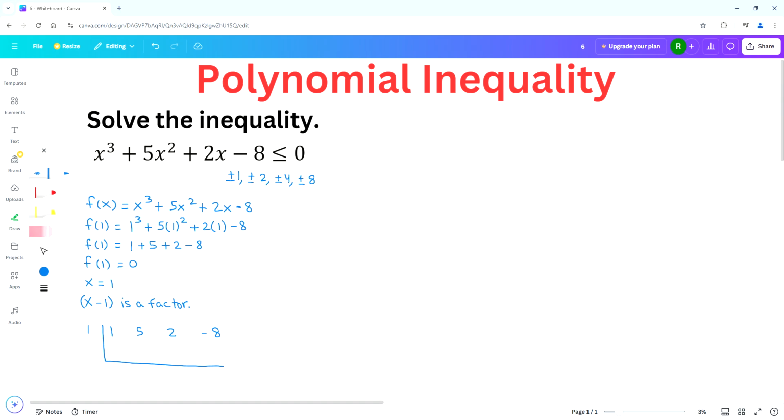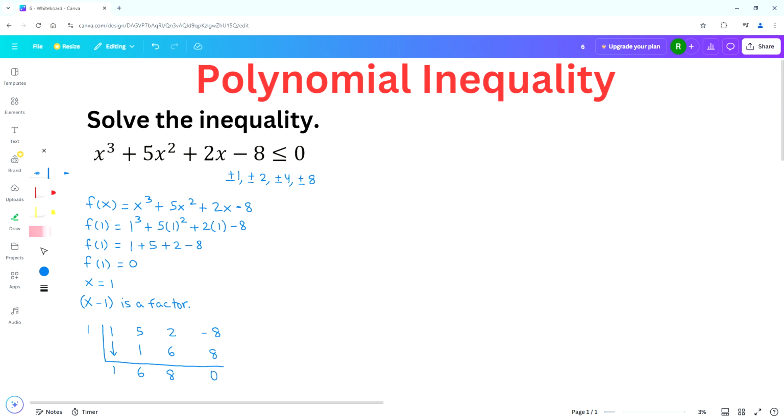Now we can start the synthetic division. The first step is to bring the first coefficient down. Now we do 1 times 1, which is equal to 1. We put 1 under the 5. 5 plus 1 is 6. Next we do 1 times 6, which is equal to 6. We write the answer under the 2. 2 plus 6 is equal to 8. 1 times 8 is equal to 8. -8 plus 8 is equal to 0.